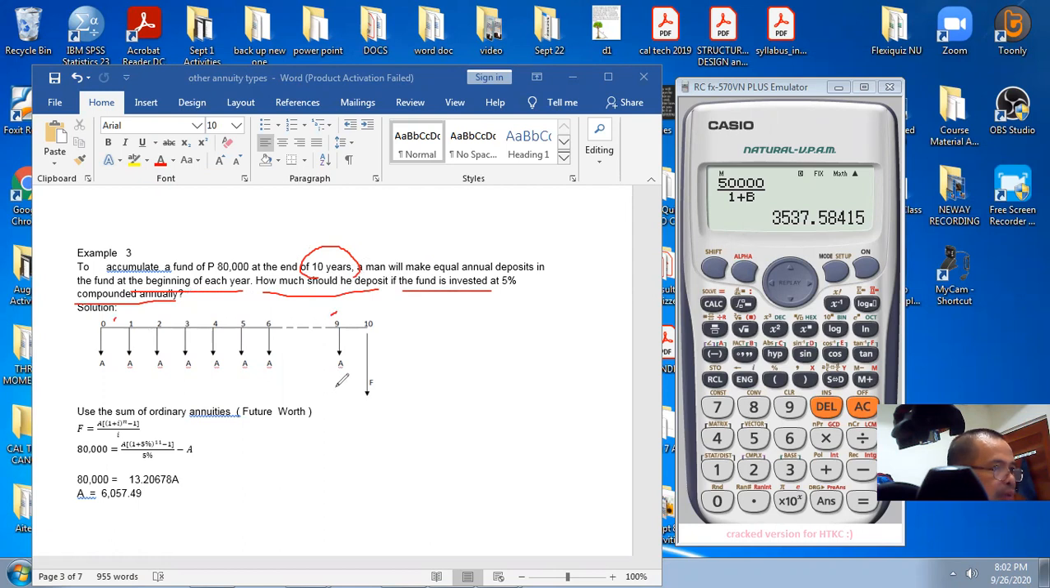So ang gawin mo, computein mo yung value ng F dito. That is equal to A times 1 plus 0.05, raised to the ilan lahat yan? From 10. 10 yan, di ba? From 0 to 9, 10 yan. Minus 1. Divided by 0.05.